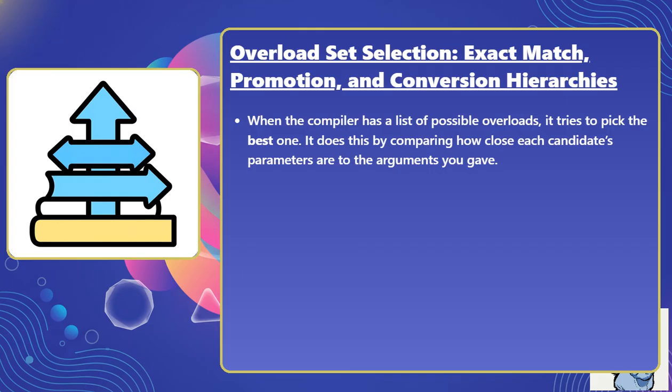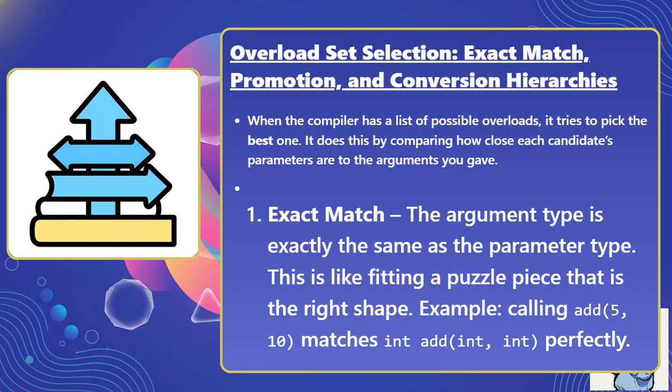When the compiler has a list of possible overloads, it tries to pick the best one. It does this by comparing how close each candidate's parameters are to the arguments you gave. Exact match, the argument type is exactly the same as the parameter type. This is like fitting a puzzle piece that is the right shape. Example, calling add(5, 10) matches int add(int, int) perfectly.